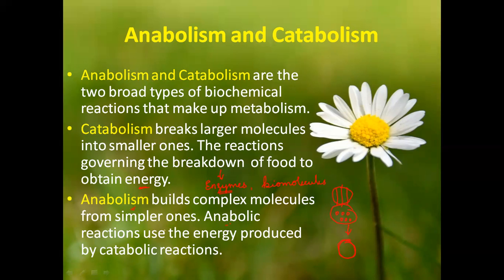So this is about anabolism and catabolism, which come under metabolism. There are two types, anabolism and catabolism. What happens in a catabolic reaction? It breaks larger molecules into smaller ones, whereas anabolism builds complex molecules from smaller or simpler molecules. And anabolic reactions take up the energy produced from the catabolic reactions.